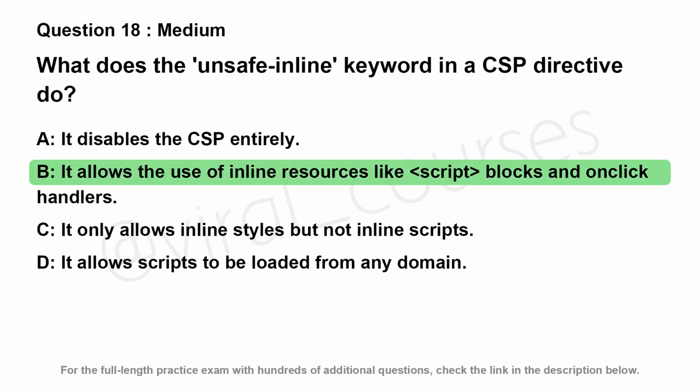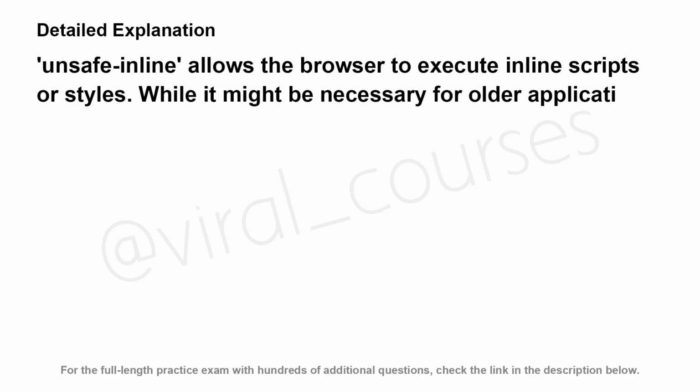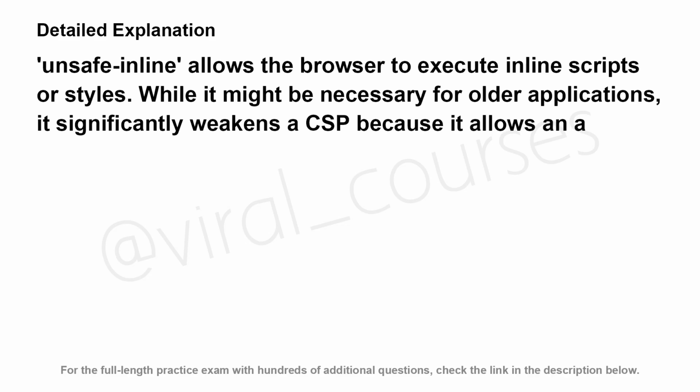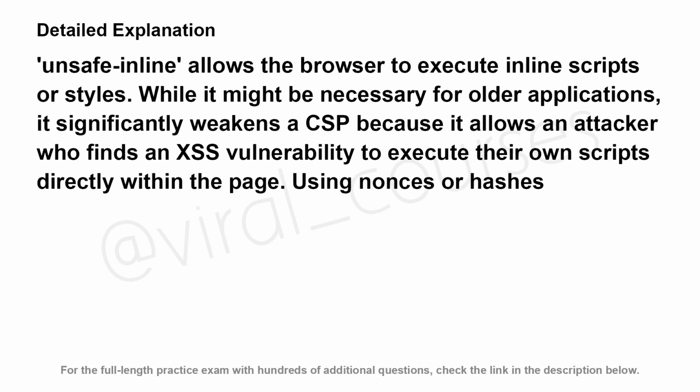The correct answer is B. Unsafe-inline allows the browser to execute inline scripts or styles. While it might be necessary for older applications, it significantly weakens a CSP because it allows an attacker who finds an XSS vulnerability to execute their own scripts directly within the page. Using nonces or hashes is the secure alternative.